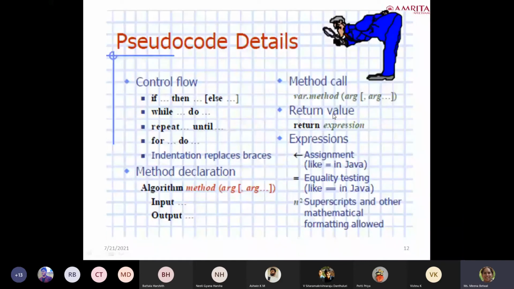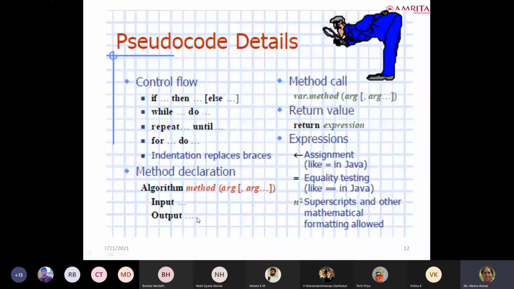So every method is kind of an algorithm. It's not a program, right? It's not a program that is going to have various methods. It's just an algorithm, right? So this algorithm has the keyword algorithm, and then you write the name of the method, and you also write the arguments, and then you say input, and then you say the output. Okay, this is important for method declaration.